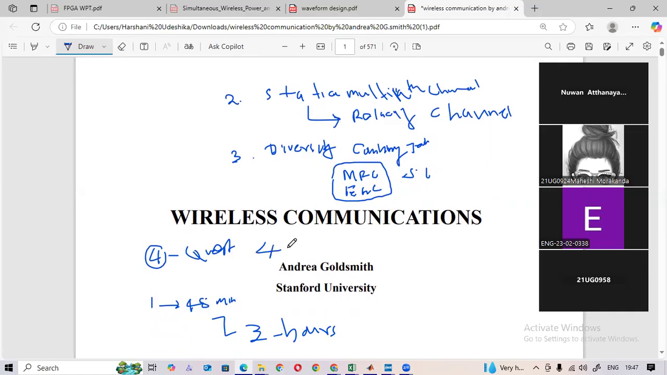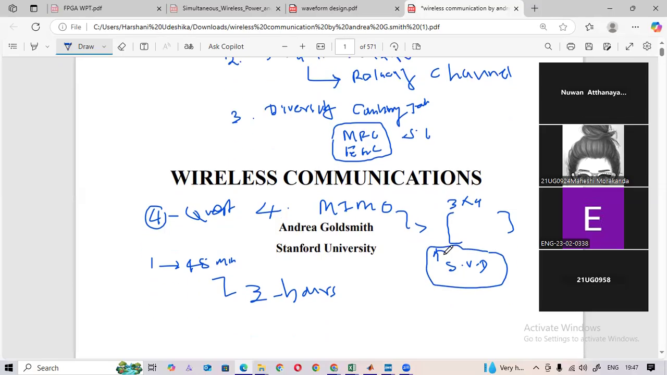The fourth question is related with MIMO. You will be given a MIMO matrix, maybe 3 by 4 or 3 by 3, and you will be asked to find the SVD. We have already done this, so I'm not going to do any example related with question 4. Learn how to find the SVD. We have done two questions, as I can remember.